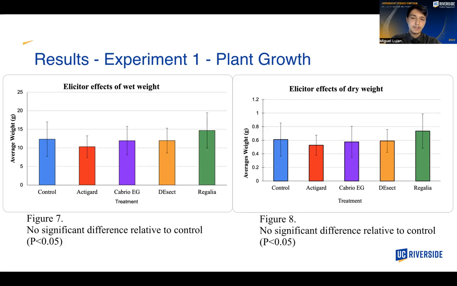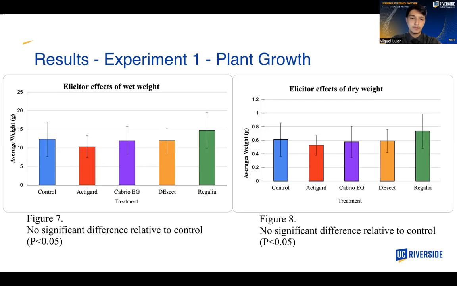Looking at the first figure on the left, we can see the graph showing data for elicitor effects on wet weight. Here we can see that there were no significant differences between the treatments and control. We can only see that Actigard has some slightly negative plant growth, while Regalia has some slightly positive effects on plant growth. However, they are not significantly different, meaning that the p-value for the treatments did not go lower than 0.05 relative to the control.